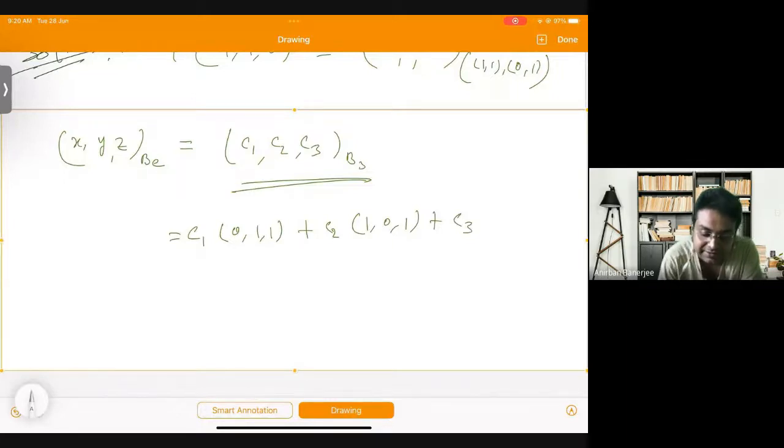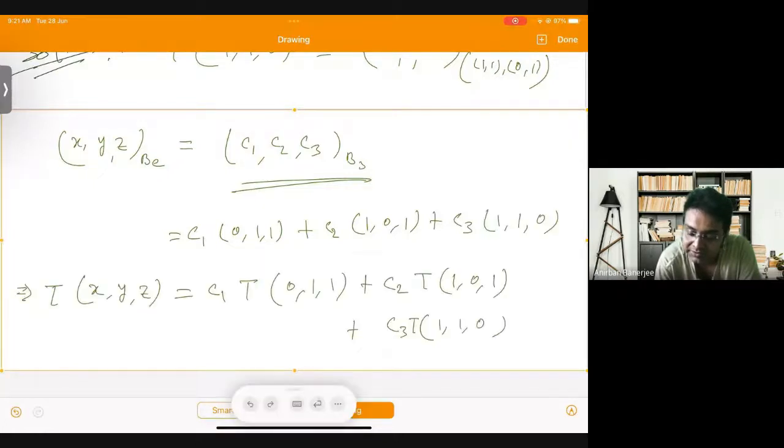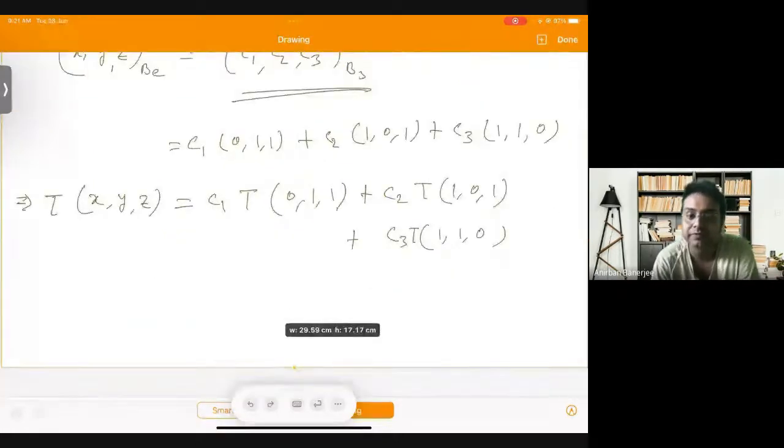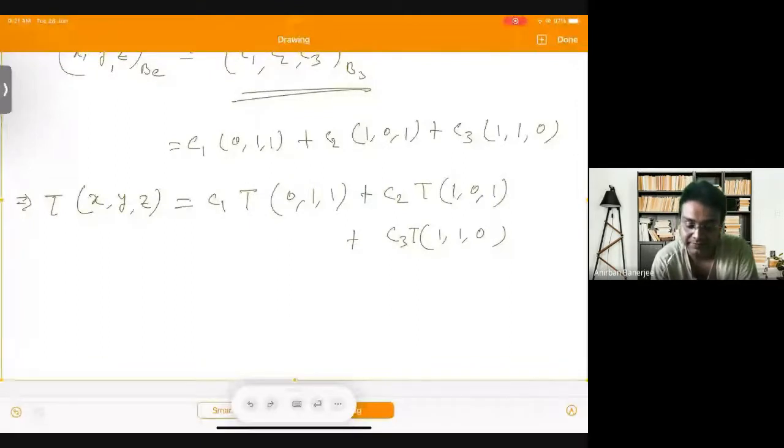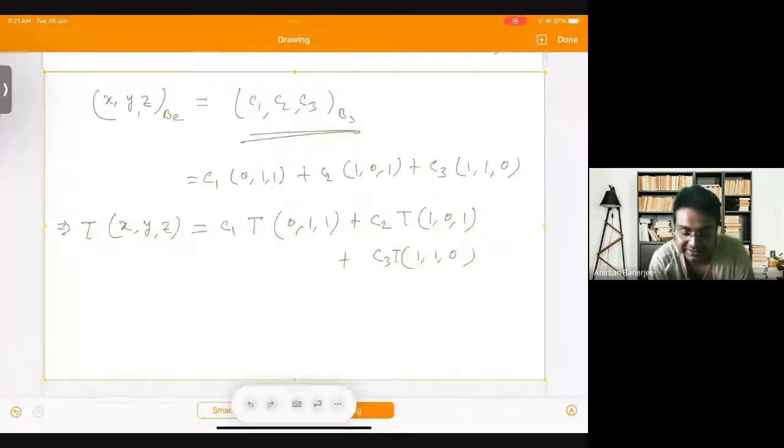Let's say (x, y, z). In that case, it is C1 times (0, 1, 1) plus C2 times (1, 0, 1) plus C3 times T of (1, 1, 0). Okay. Yeah, please just wait a minute. I will take your question, I just complete this portion.